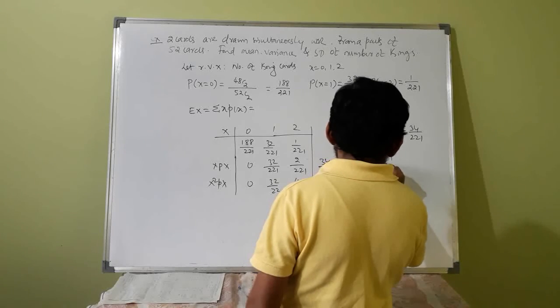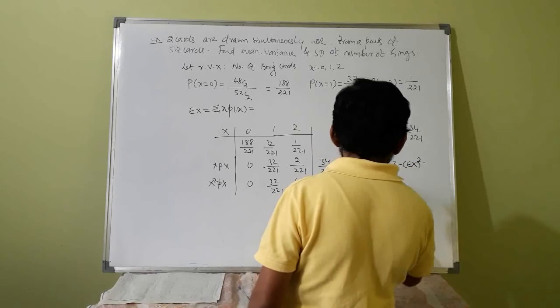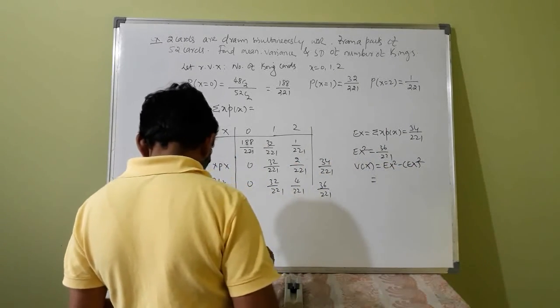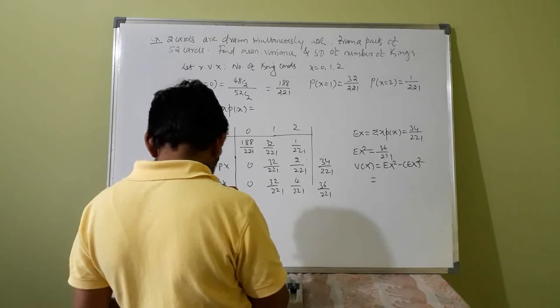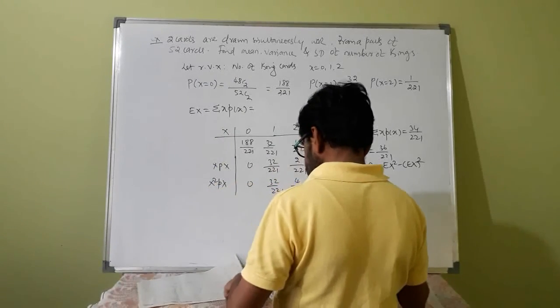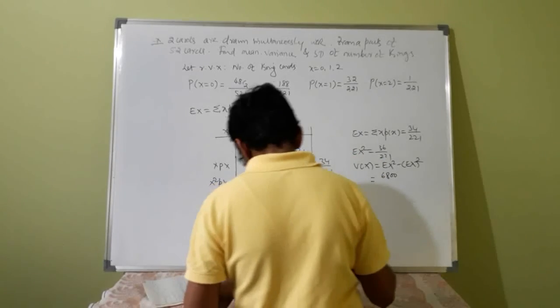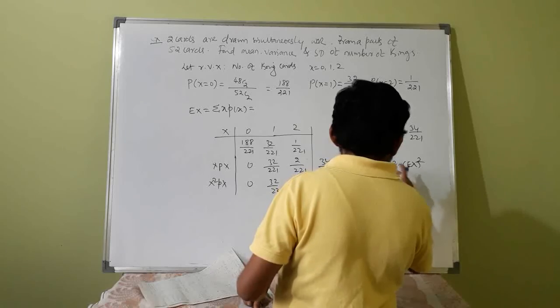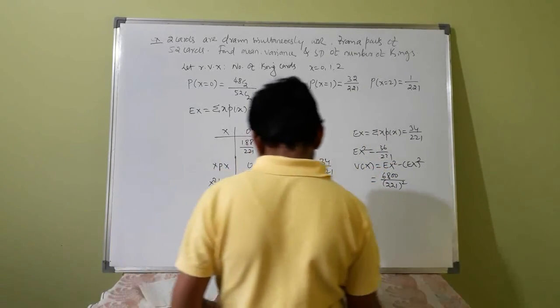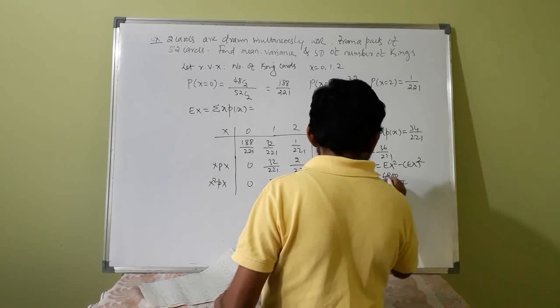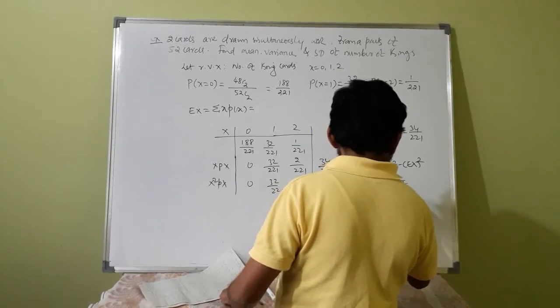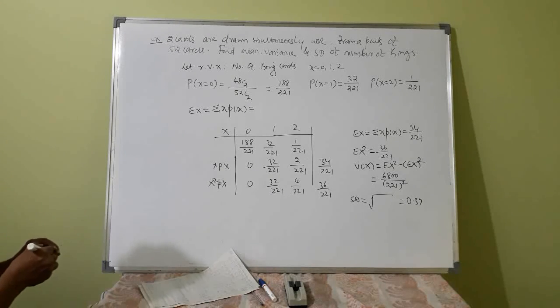Variance of x is expectation of x squared minus expectation of x whole squared, that is, if you work out, 6800 by 221 squared after substituting and taking LCM and all, and standard deviation will be root of this, which is equal to 0.37. You have to verify this. Okay.